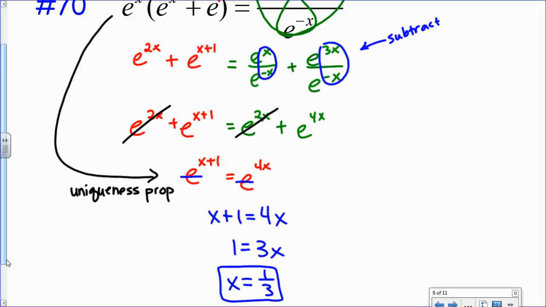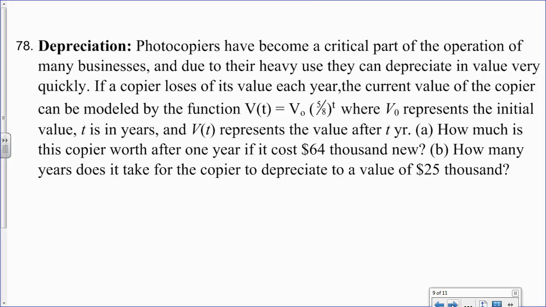Okay. Questions about that? Okay. We're going to look at a word problem, and then we'll stop with notes and do some practice problems. So take a minute to read.